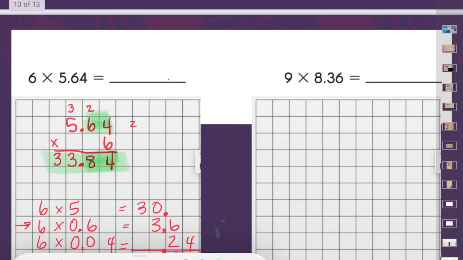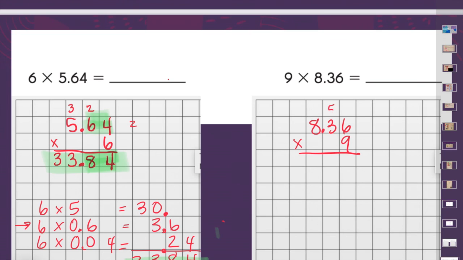Will you line up and multiply 9 groups of 8 and 36/100ths, or 9 times 8.36? Check back, or pause the video and then check back to see if your thinking matches. Okay, so we have it all lined up. Remember, we don't have to line up the decimal point when we're multiplying. We just write the numbers down.